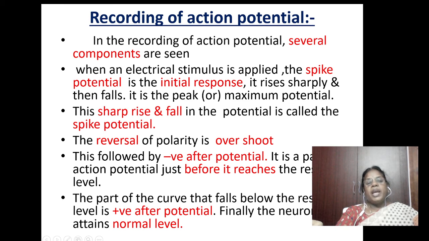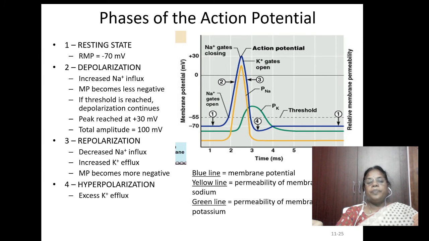The sharp rise and fall in the potential is called spike potential. The reversal of polarity is overshoot, followed by negative after potential, a part of the action potential just before it reaches the resting level. The part of the curve that falls below the resting potential is positive after potential.